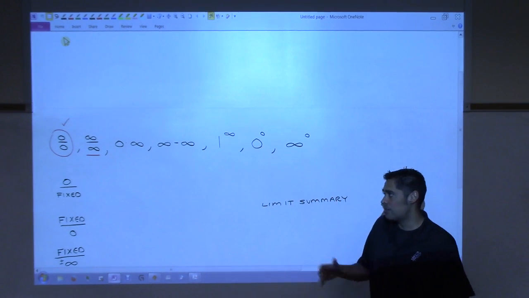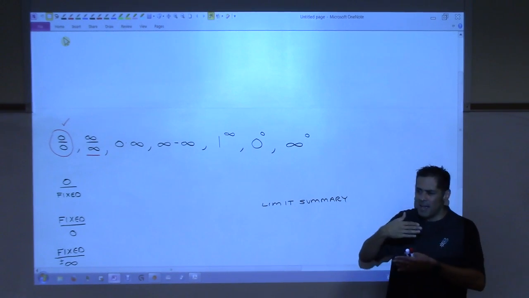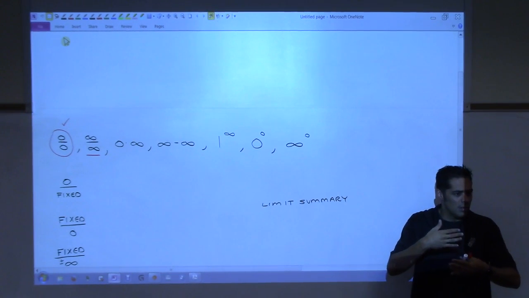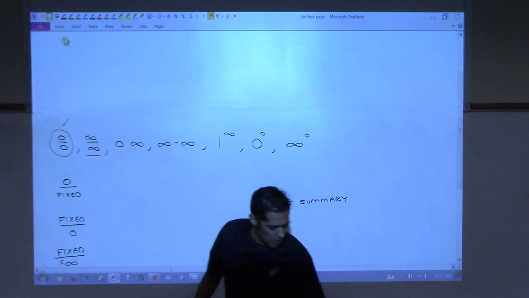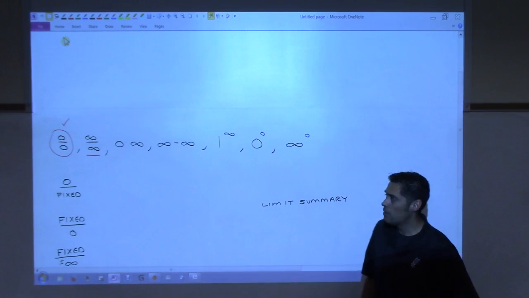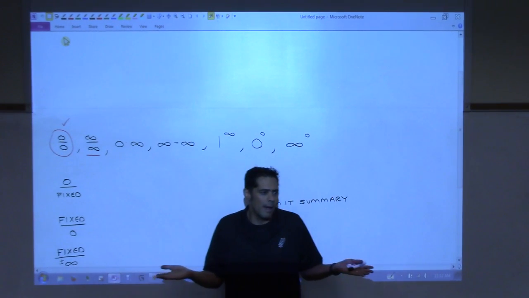And sometimes the top gets bigger faster. Sometimes the bottom gets bigger faster. Sometimes they have a common ratio. So we have to investigate more, which means algebra or some sort of trick. Now, 0 times infinity is another situation where we don't know what happens.